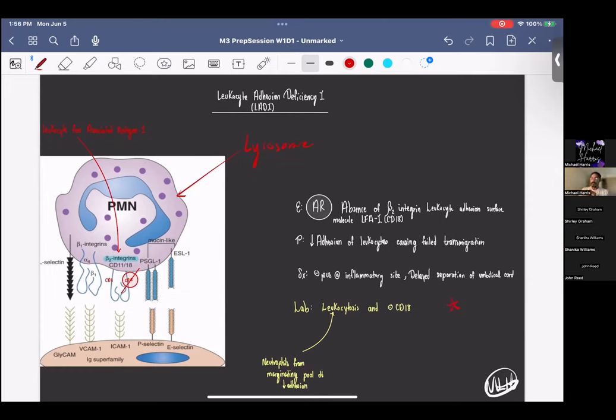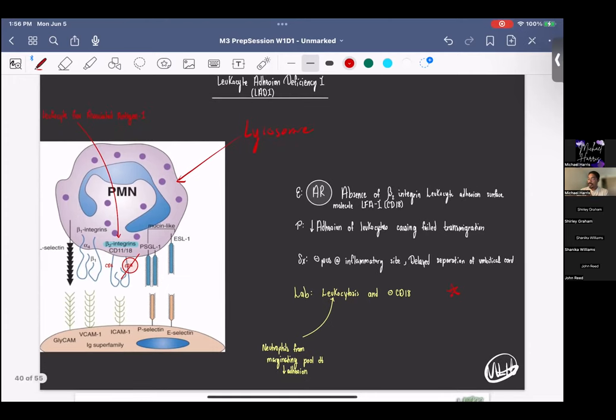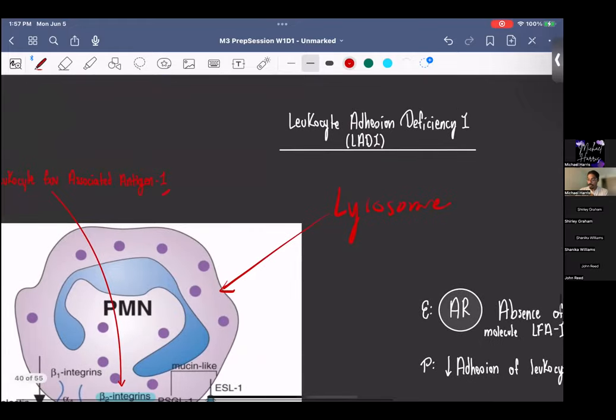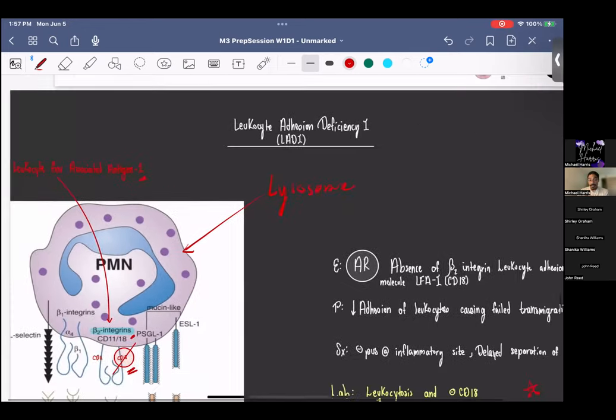Okay. Now, with that being said, they could throw it at you multiple ways. It's also known as CD18. It's also known as beta 2 integrin. And it's also known as LFA1. Do you need to know all of them? Yes, you do. Does that suck? Yes, it does. Is there a way to memorize it that's easy? No, I'm sorry, there's not. So you just got to memorize it. I'm sorry.